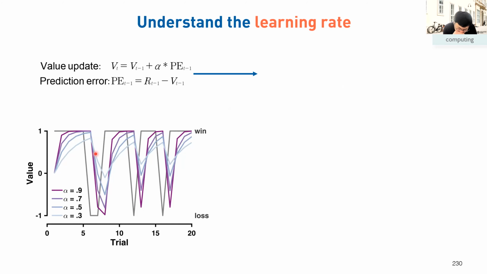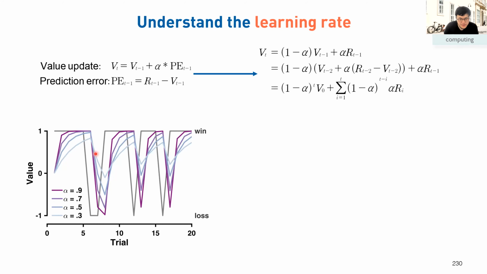Perhaps for those of you who are really into these mathematical formulations, I can tell you a little bit more about how this learning rate works. We have seen this equation, but it is actually possible to rewrite V of t as a function of the initial value and all of the outcomes that you will encounter since the beginning to the point of your current trial.